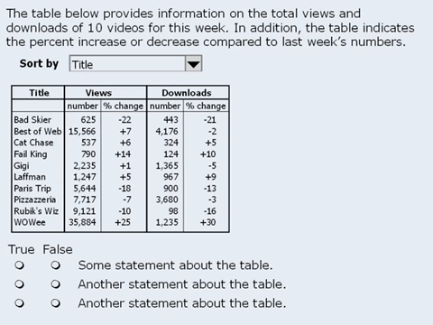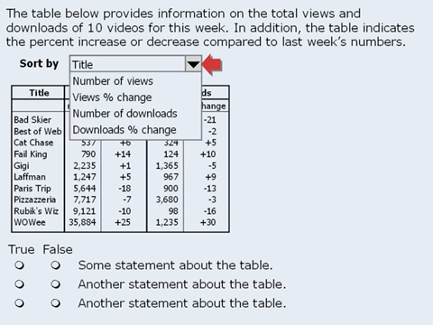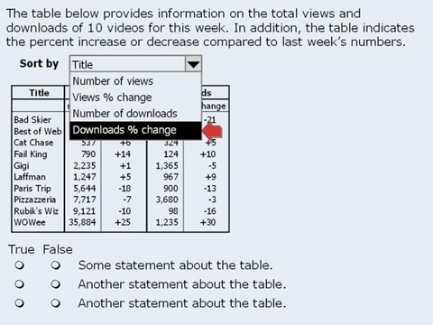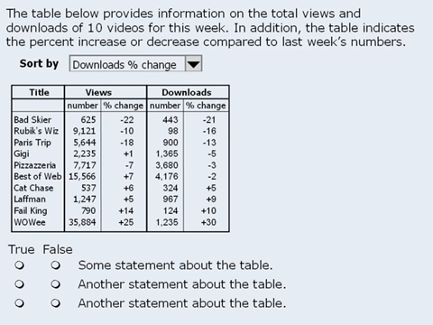Notice that the original sorting is indicated here. The default sorting is the sorting of the leftmost column. So as you can see, the title column here is arranged in alphabetical order. To sort the table according to a different column, just click on the drop-down menu to reveal the other sorting options. So, for example, if we go down here and select % change in downloads, we can see that our table has now been arranged such that the entries in that particular column are arranged in ascending order. Okay, so that's how the sorting works.